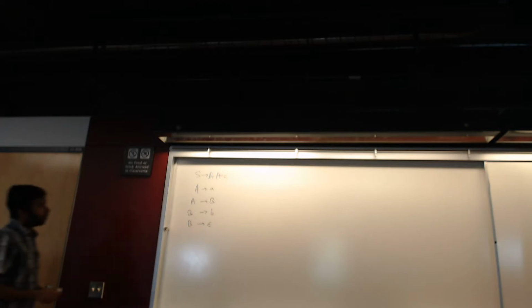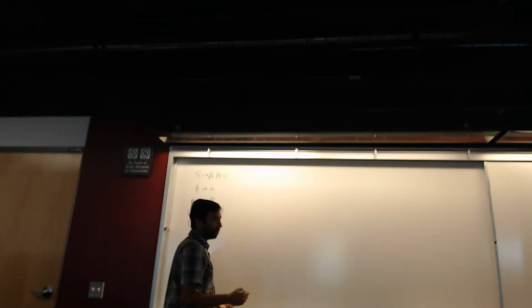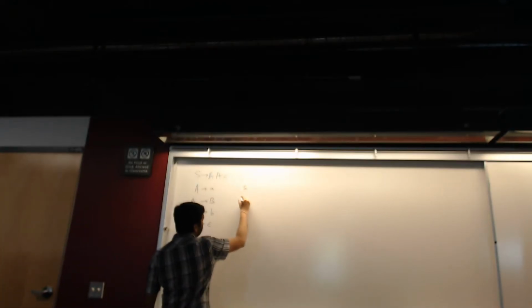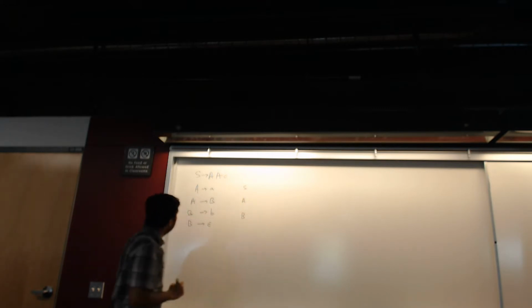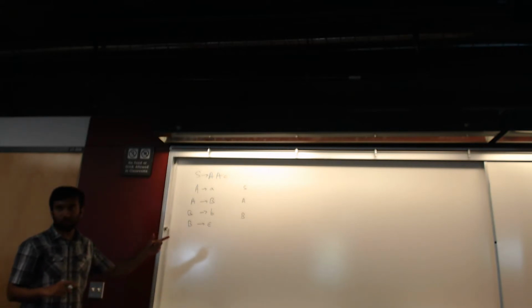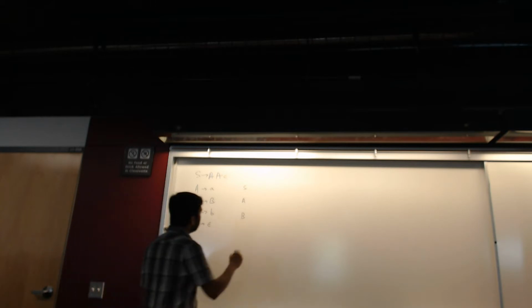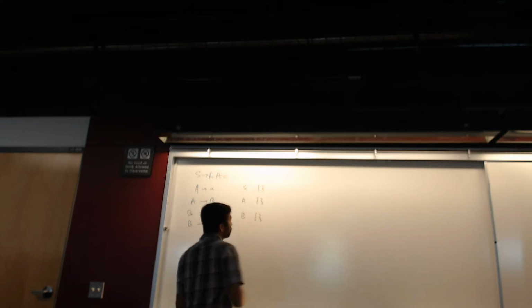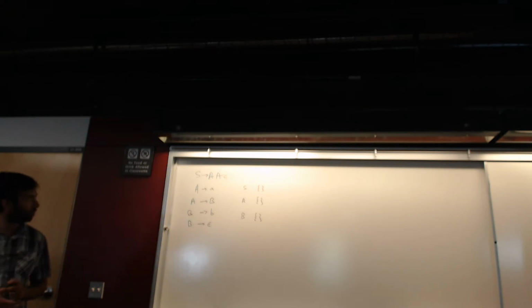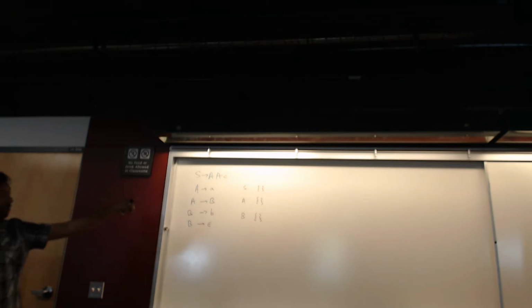So let's take a look at the first set rules. We create a table and we want to calculate the first sets of S, A, and B. These are the non-terminals, so we want to calculate the first sets of these. So the first step to do this is what? You give everything empty. So initially everything is empty. That is your first step for calculating first sets. Then the next thing that you do is try to calculate the first of S.